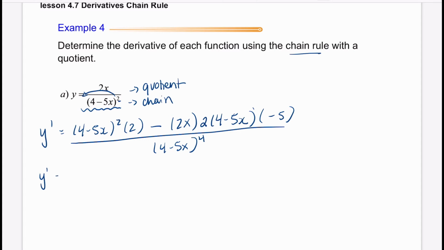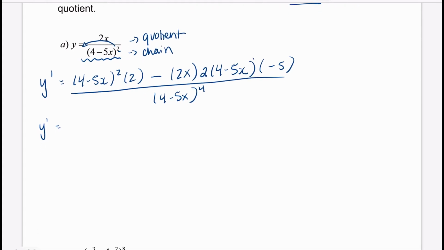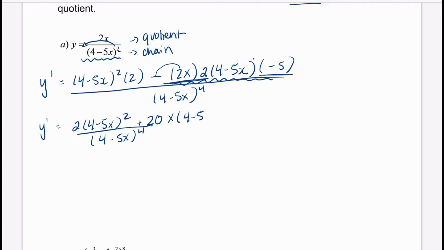So now I have y prime equals 2 times 4 minus 5x squared. And I'm going to start simplifying this second part over here. So I have negative 2x times positive 2, which is negative 4x. And then I have that times negative 5. So negative 4x times negative 5 is positive 20x. And then my denominator is still going to stay the same. Oops, I forgot this up here.